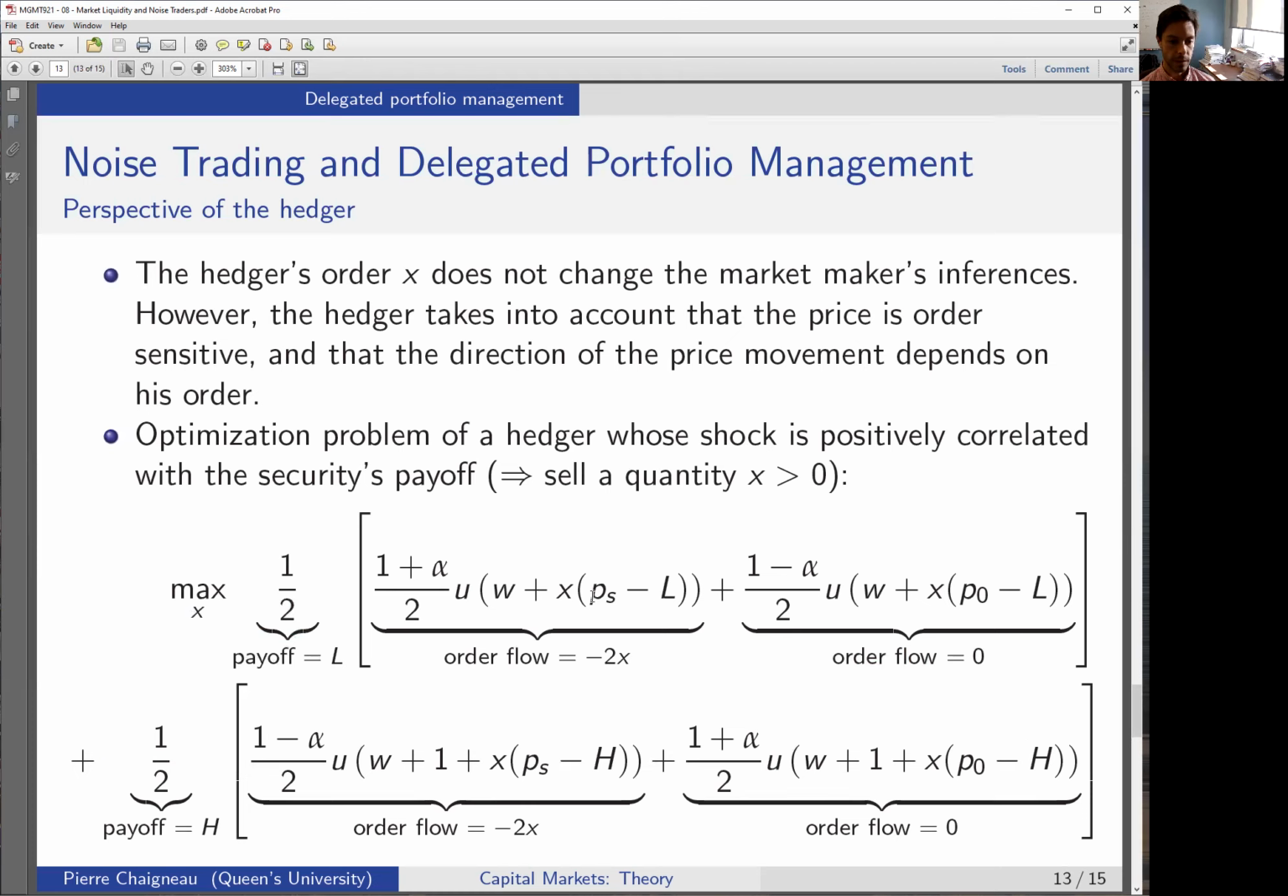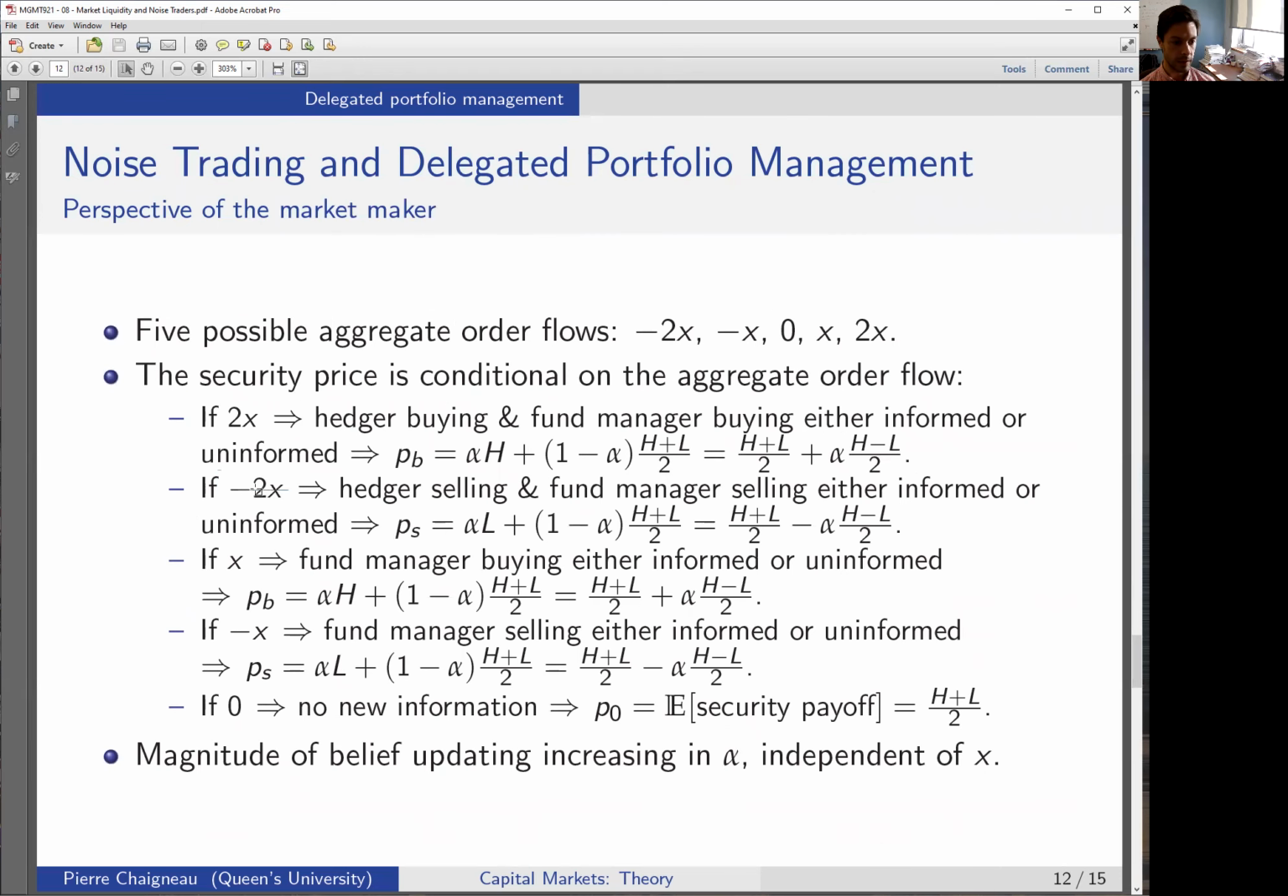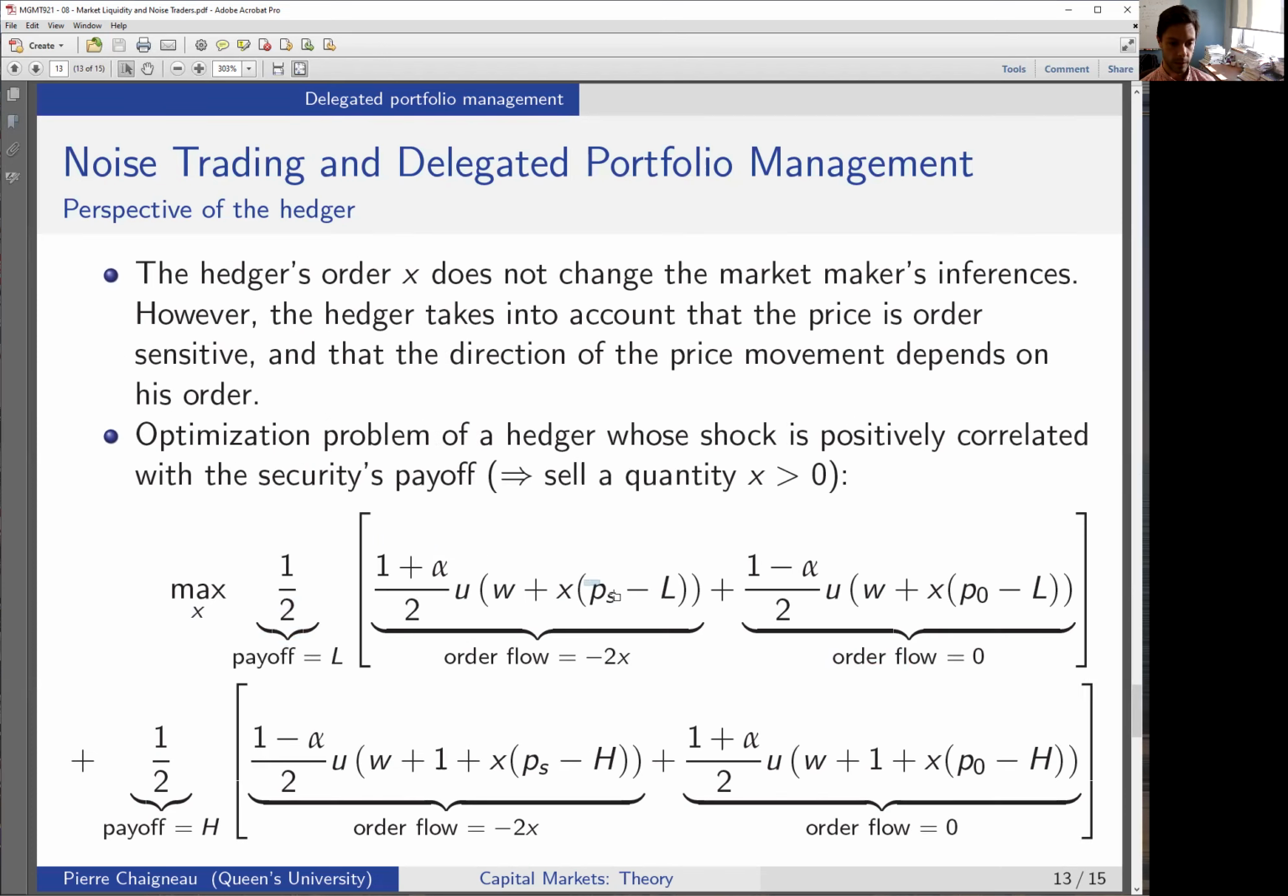Okay, so what happens then when the order flow is minus 2X? Well, with order flow minus 2X, the price is PS, and it's equal to this. So that's why we have a price of PS here. The fund manager is selling, so he's taking a short position with an order X. And with a short position, the payoff is equal to the price minus the actual payoff of the asset.